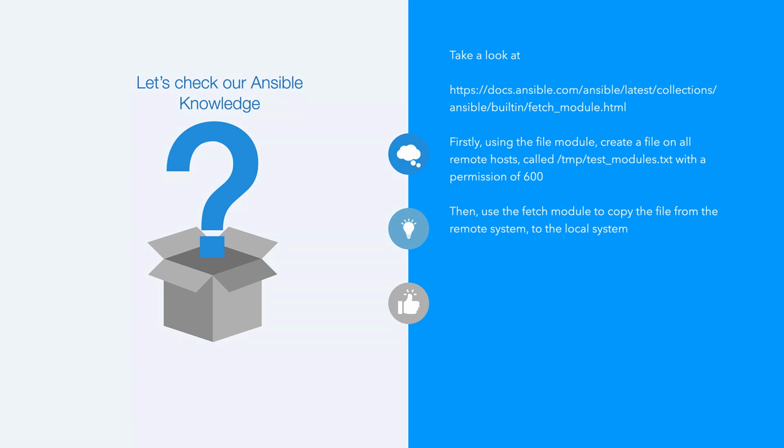What I'd like you to do here is to take a look at the Fetch module. The documentation is here. I would like you to try and do the following. Create a file on the remote host called /tmp/test_modules.txt with permissions of 600. Using the Fetch module, copy the file from the remote to the local. Pause the video for a few moments and give that a try.